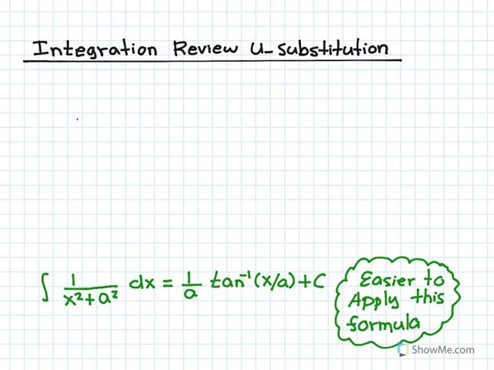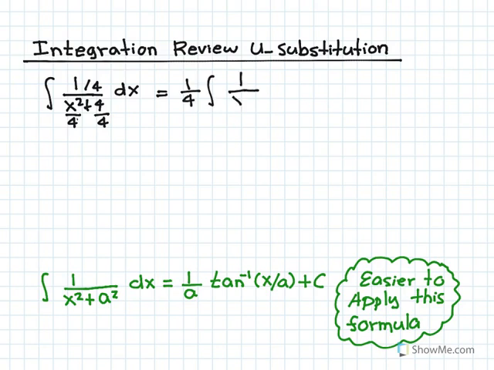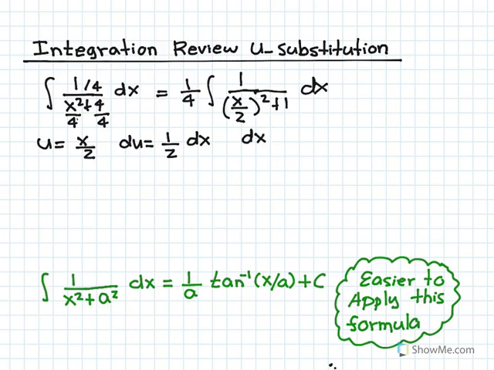Now let's do a bit of review on integration, the U substitution. So let's say we have the integral of 1 over x squared plus 4 dx. And we didn't want to apply the formula. So the first step would be to divide by 4 everything. So divide numerator and denominator by 4. We get 1/4 integral 1 over (x over 2) all squared plus 1 dx. Now applying U substitution, we get u is equal to x over 2. du is 1/2 dx. dx is equal to 2 du.